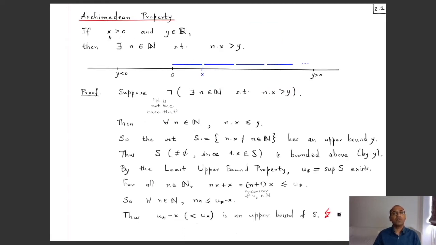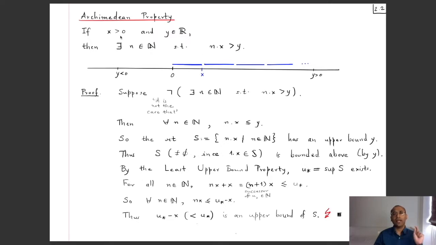It says that if you have a positive real number x and you have been given any real number y, then there exists a natural number n such that n times this positive x is bigger than y.